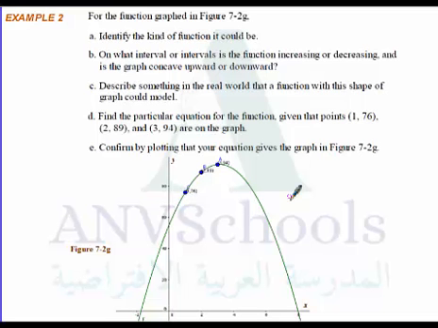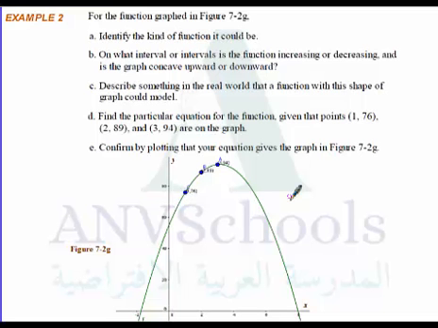Another example is that of a curve, a parabolic curve, which tends to open downward. For the function graph in figure 7-2G, letter A, identify the kind of function it could be. Letter B, on what interval or intervals is the function increasing or decreasing, and is the graph concave upward or downward? Letter C, describe something in the real world that a function with this shape of graph could model.